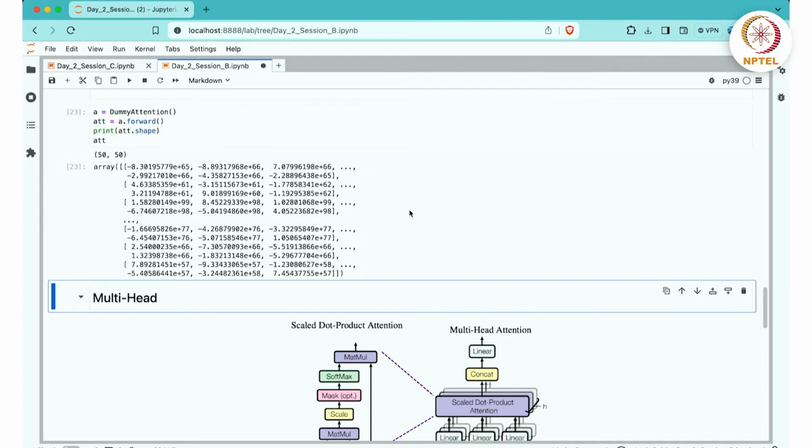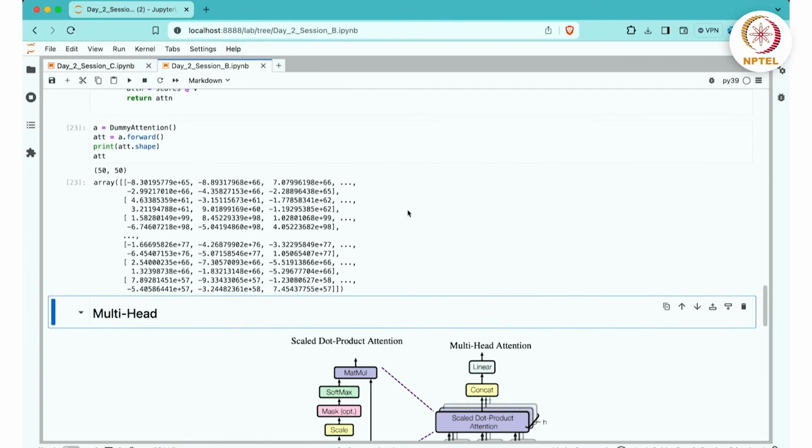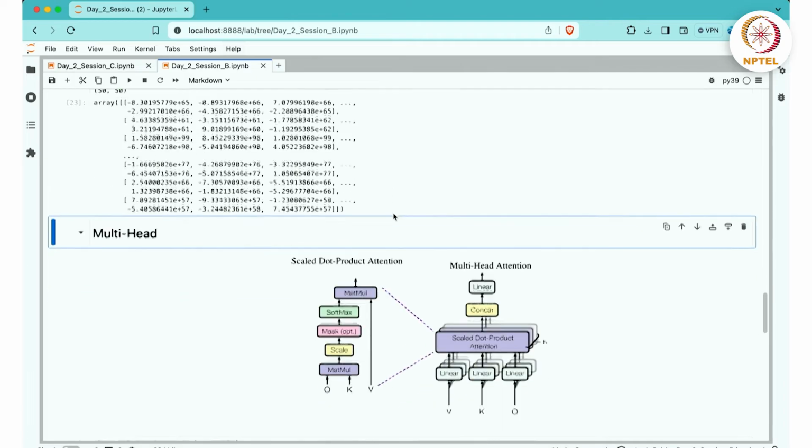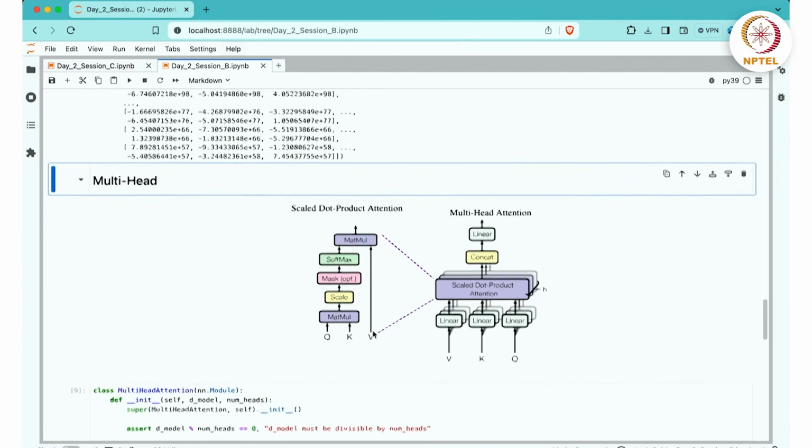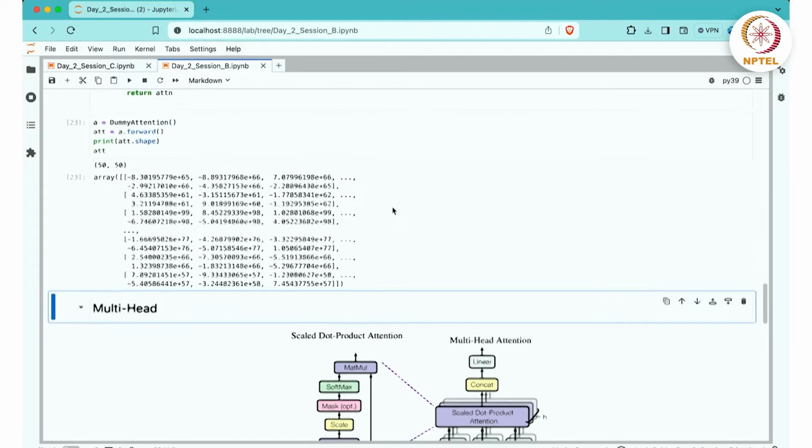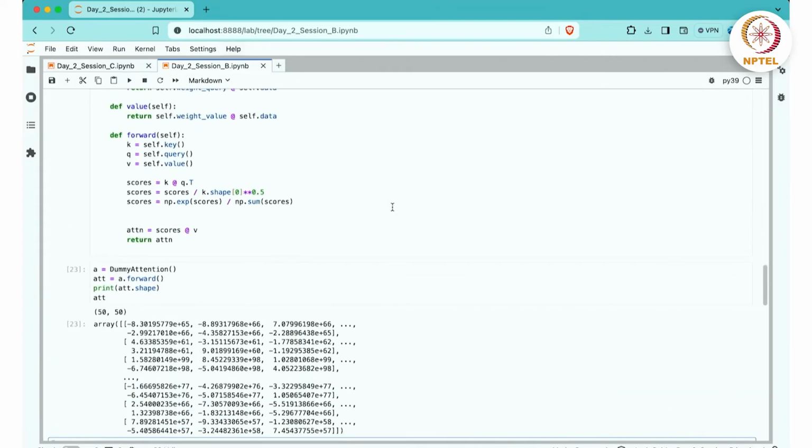Now you have nice floating point numbers, which can represent the attention score in this case. Okay, so that is what the basic self attention is.